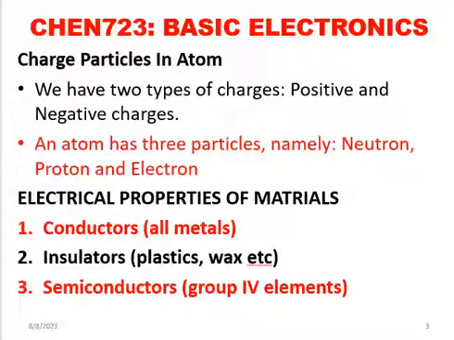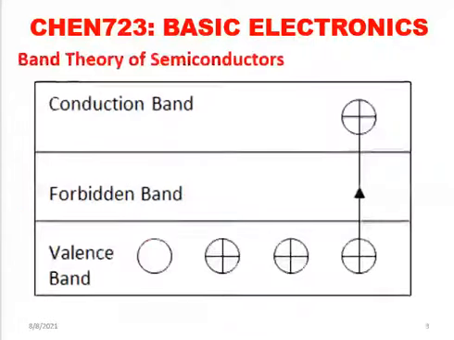Now, the insulators are those materials that don't allow the movement of electricity through them. They include plastics, waxes and other chemicals which do not allow current or electricity to flow through them. And the third one is what we call a semiconductor. By semi, it means it is halfway. Sometimes it can be an insulator, and under some conditions, it can be a conductor. We are going to talk about this in more detail as we go in.